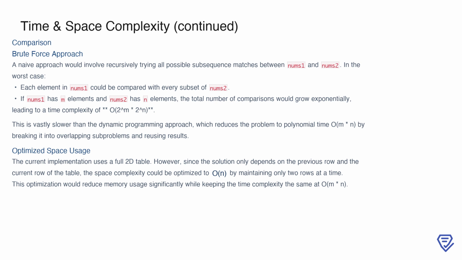In contrast, the dynamic programming approach reduces the problem to polynomial time, O(m*n), by reusing previously computed results and breaking the problem into smaller overlapping subproblems. Additionally, while the current implementation uses a full 2D DP table, it's worth noting that we only need the current row and the previous row to compute the solution. By maintaining just 2 rows instead of the entire table, the space complexity can be optimized to O(n), significantly reducing memory usage while still achieving the same time complexity of O(m*n).